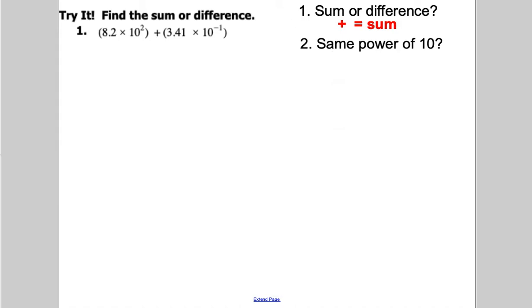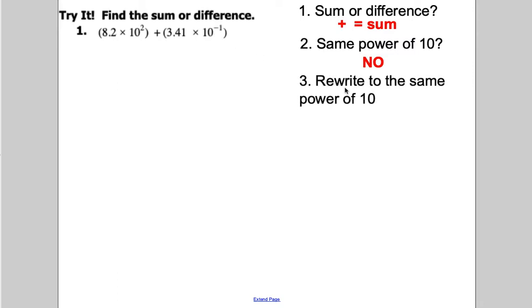Finding the sum or difference. First thing we need to look at for your first try it. Is it a sum? Are we adding or are we subtracting? In this case, we are adding. We are finding the sum. The second step, do they have the same power of 10? They do not. Okay? So this is going to be a harder problem to solve, but we will be able to do it, not a problem.